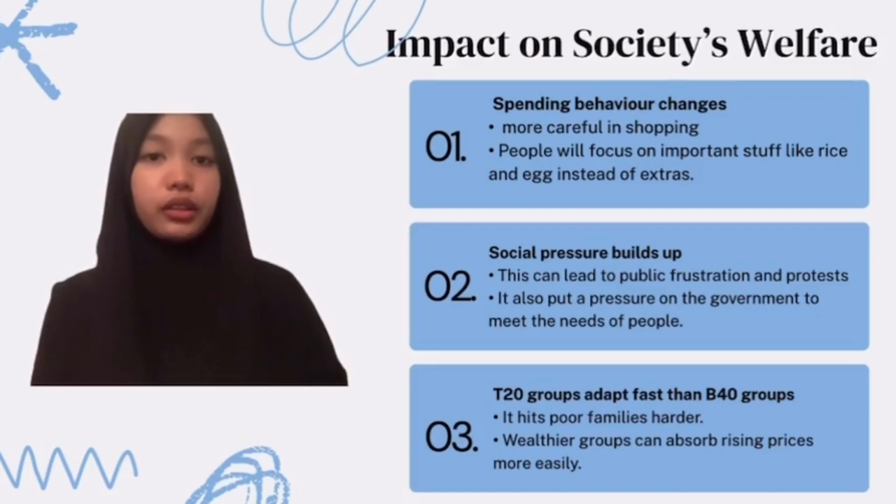For the last point, T20 versus B40. Wealthier families in the T20 group can adjust more easily, but B40 groups really feel the impact. Inflation makes the income gap feel even bigger.